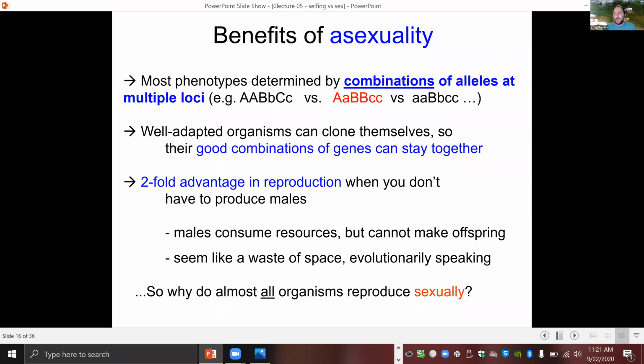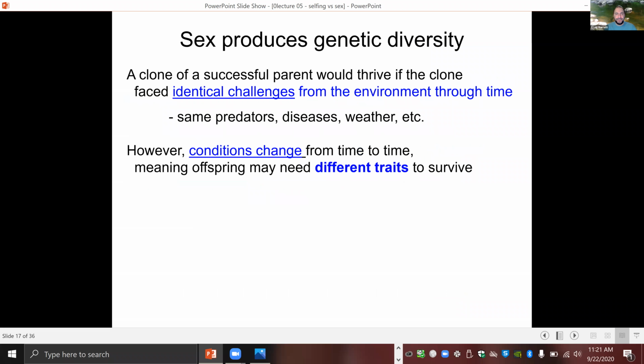So when we think of some of the most diverse organisms in the world, animals like insects and things like that, most plants produce sexually. So what is the advantage of sexual reproduction here? Well, sex produces genetic diversity, not in the same way that just a new mutation would, but it takes pre-existing diversity and it shuffles it around to get new phenotypic variation.